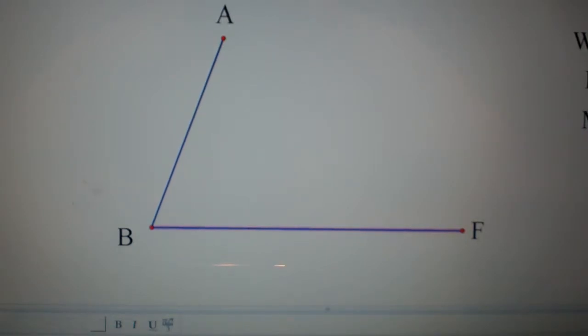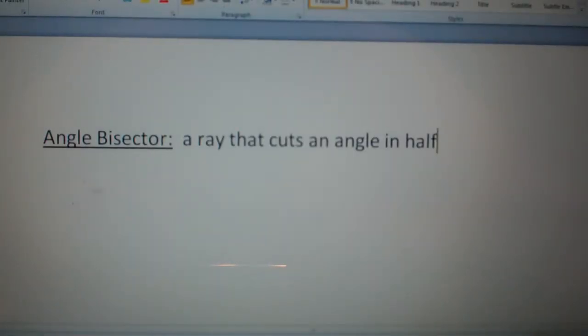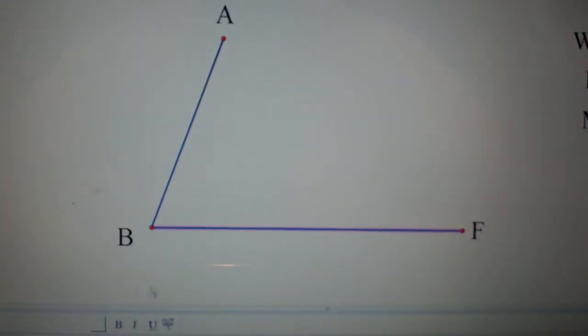So let's first look at a definition of what an angle bisector is. An angle bisector is a ray that cuts an angle in half. So here we need to look at this angle ABF. And if I were to draw an angle bisector of this angle, I would draw a ray that literally cuts it right in half. So hopefully my eyes are not deceiving me. That looks like it's about in half. And let's call this point M here.